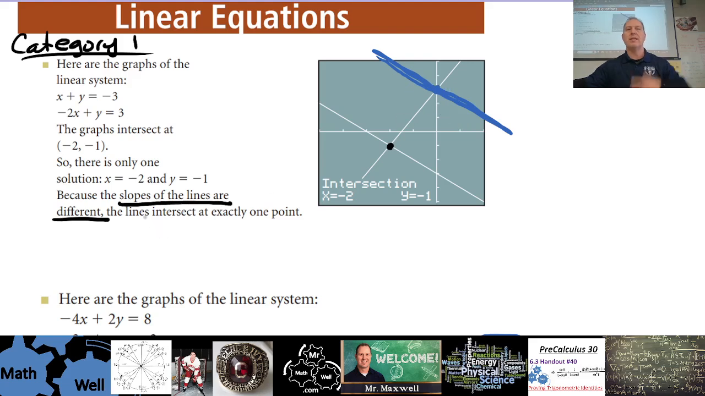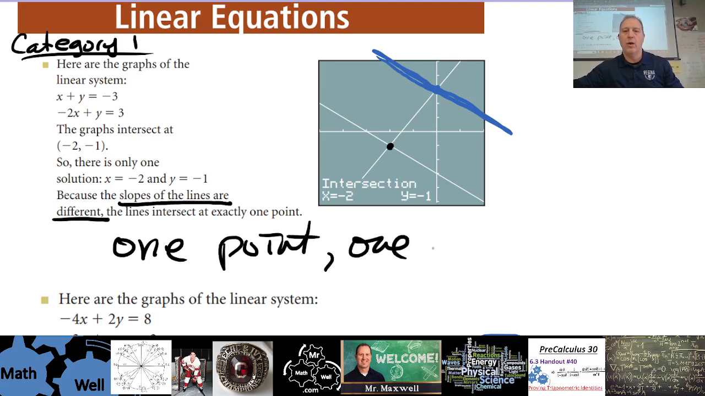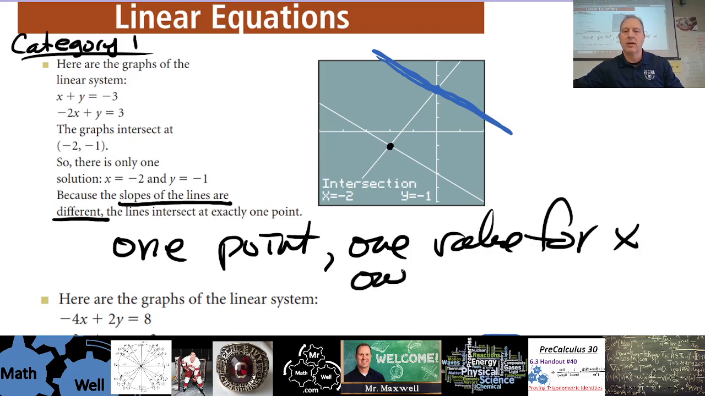If the slopes are different, it's category 1, one solution. Okay? Slopes are different, one intersection point, so one set of solutions. Okay? 1 point, one value for x, and one value for y.